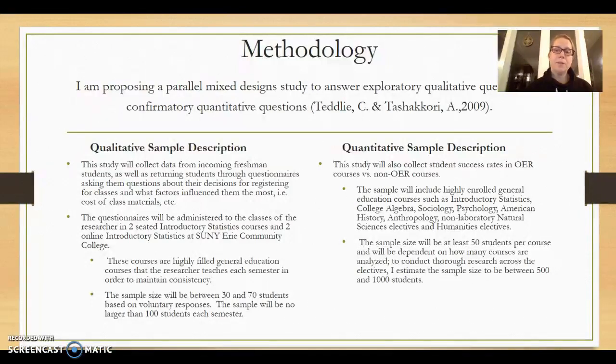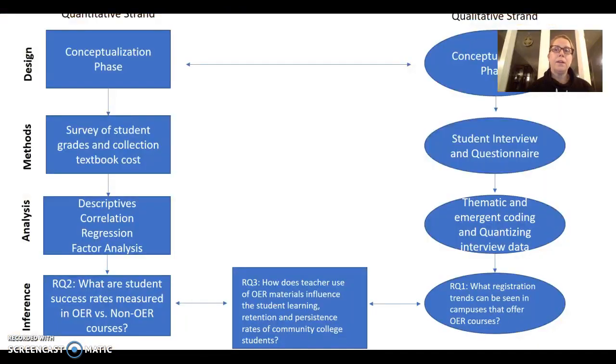Quantitative sample description, I'll be looking at the cost of textbooks, and I'll be looking at the success rates of students, not only in math courses, but also through other divisions within Erie Community College. That includes social science, natural sciences, and humanities. This is a quick diagram of my design methods, analysis, and inference using my quantitative and qualitative data.